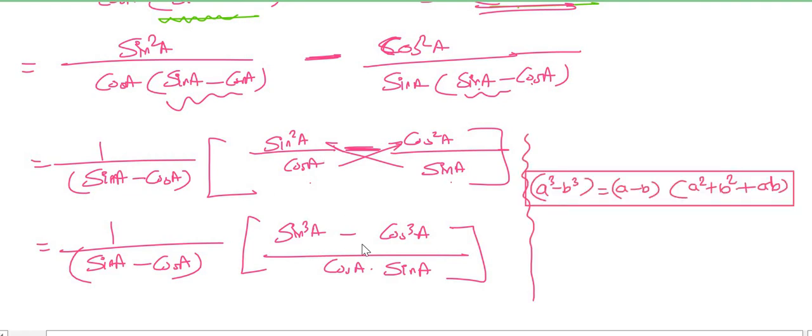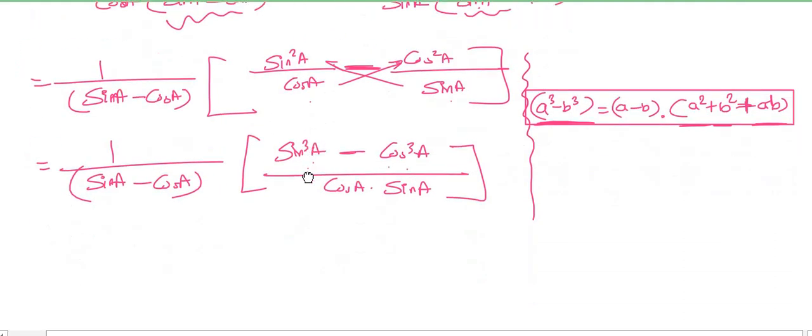If we see sin cube minus cos cube, can I apply this formula? A cube minus B cube is equal to A minus B into A square plus B square plus AB. Remember this identity. Okay. So we will apply this here. Let me try.